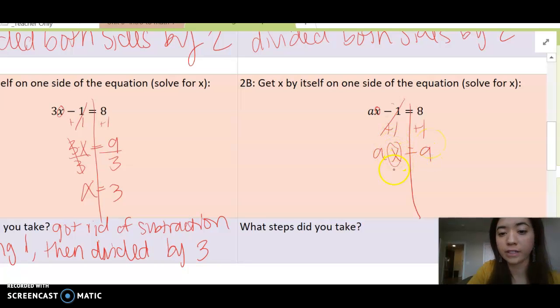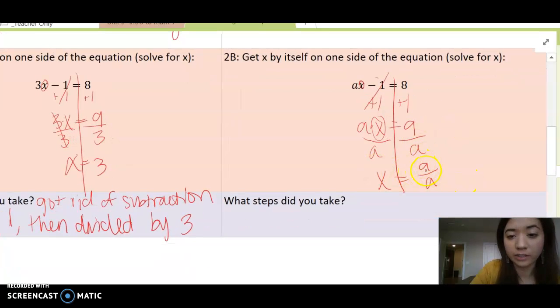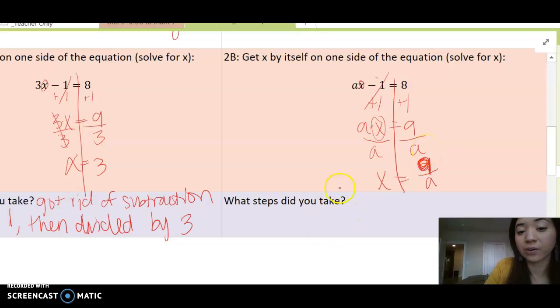Again, I want x by itself. So how do I move the a? Right now, this is a times x. So we divide by a, and x equals 9 over a. And then that's your final answer. I know that looks like a over a, but that's a 9. I promise. Okay, so again, what did we do?